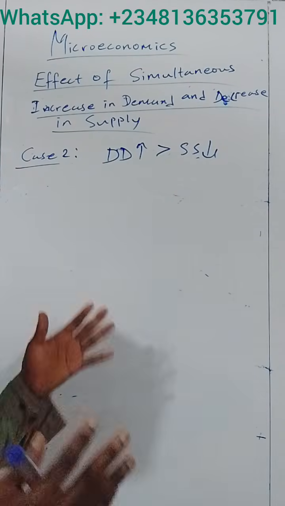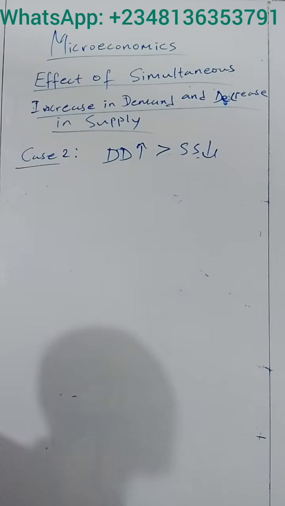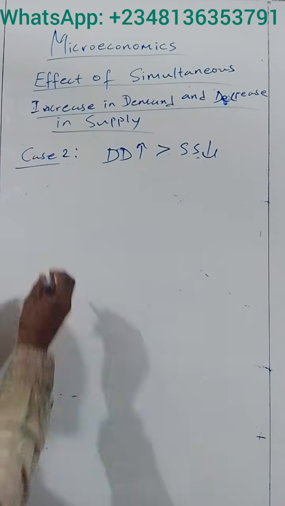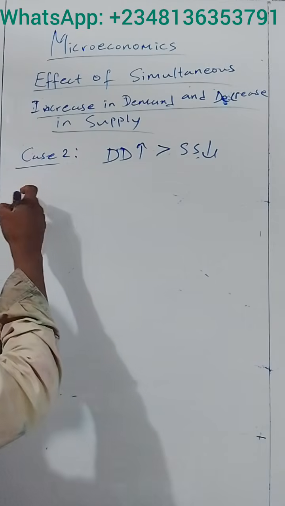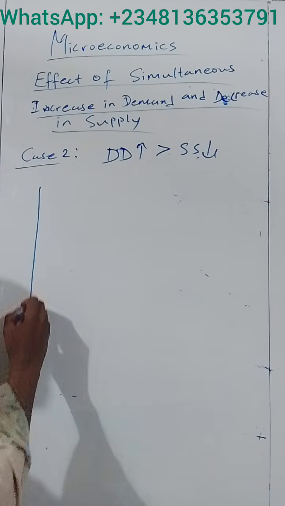In this class, I will show you the effect of a simultaneous increase in demand and decrease in supply. Case 2, a situation whereby the proportion of the increase in demand is greater than the proportion of the decrease in supply. Now, let's draw the initial equilibrium. This is how to approach this.